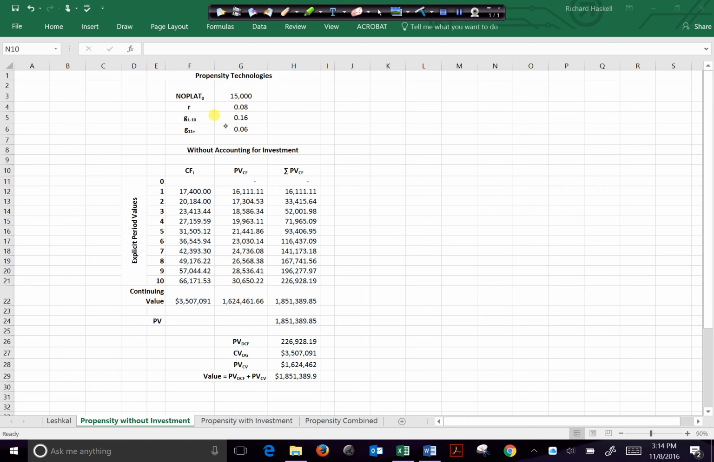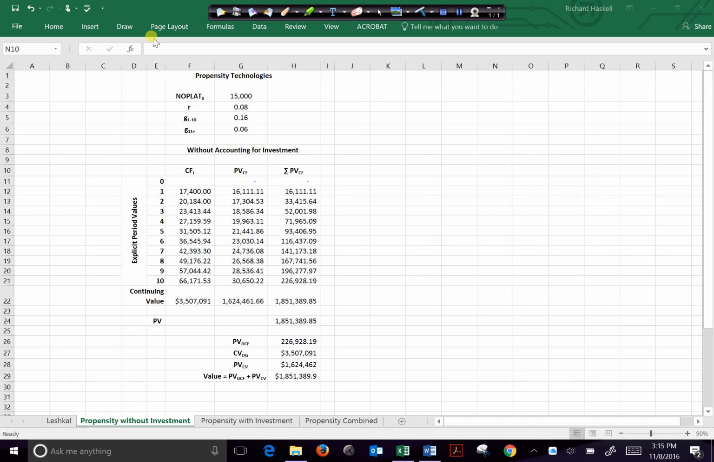We are told that Propensity has an expected growth rate of their NOPLAT, or their income variable, of 16% for years 1 through 10. And then beyond year 10, so years 11 plus, we're told to expect that it'll have a 6% growth rate of that income variable, again being NOPLAT.